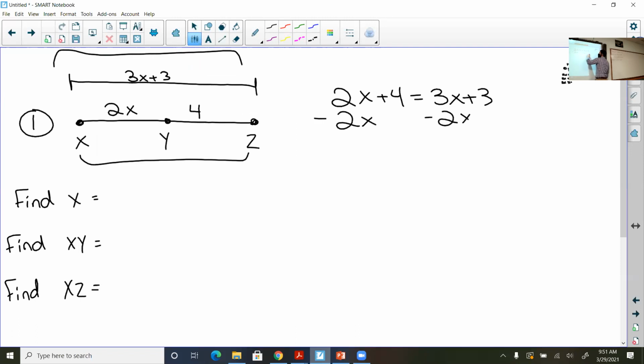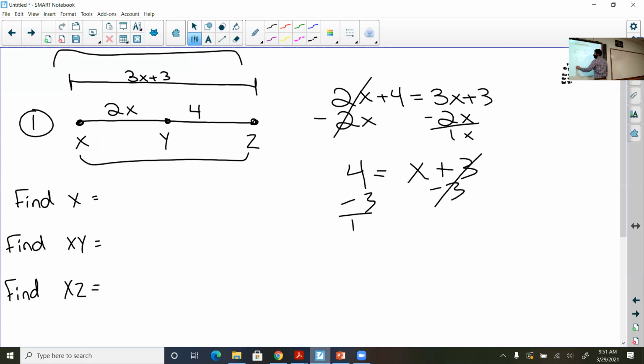So subtract 2x, subtract 2x. The 2x's cancel out. Here I'm just left with 1x. So 4 equals x plus 3. Subtract 3 from both sides. And I get that x is equal to 1.